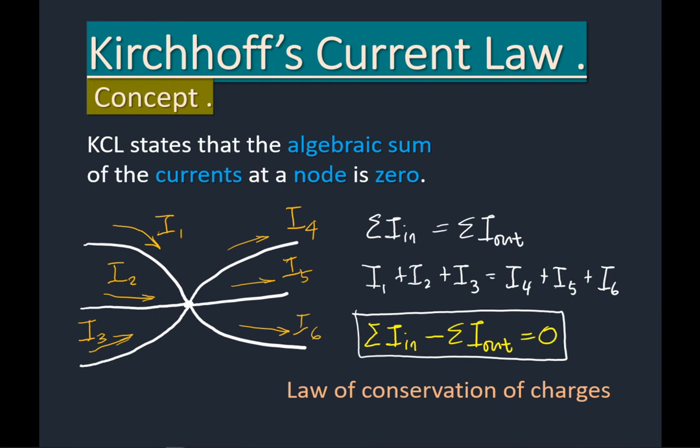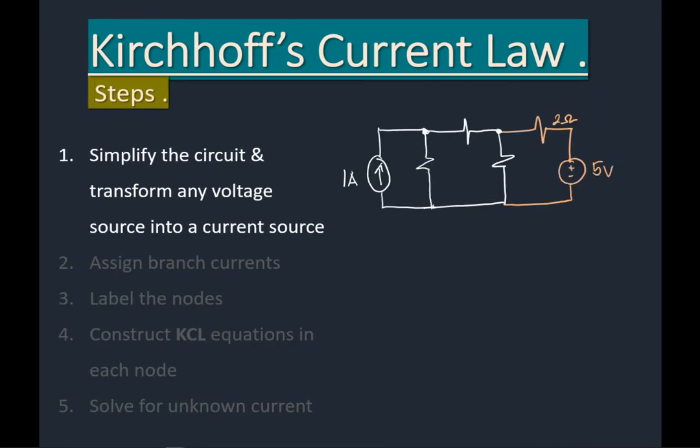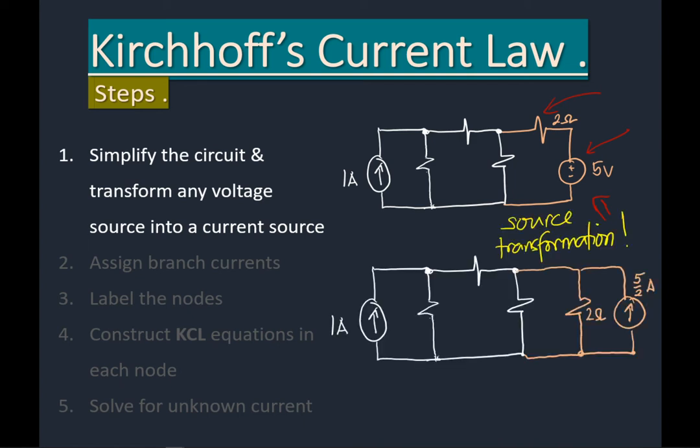These are the steps when we're going to deal with KCL. First, simplify the circuit and transform any voltage source into a current source. You see in the yellow part here, we have a voltage source. This is the internal resistance of the voltage source, and this is the source itself. Then we conduct source transformation, and it becomes like this.